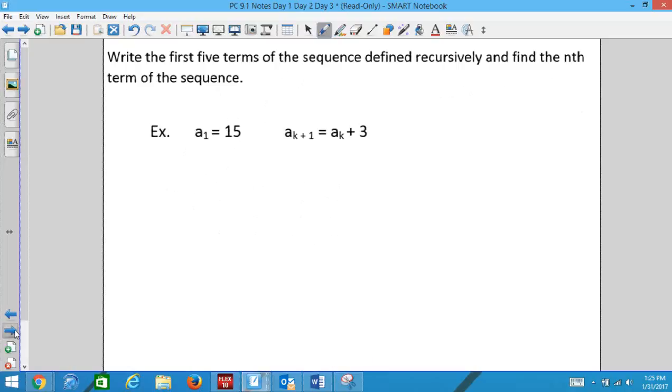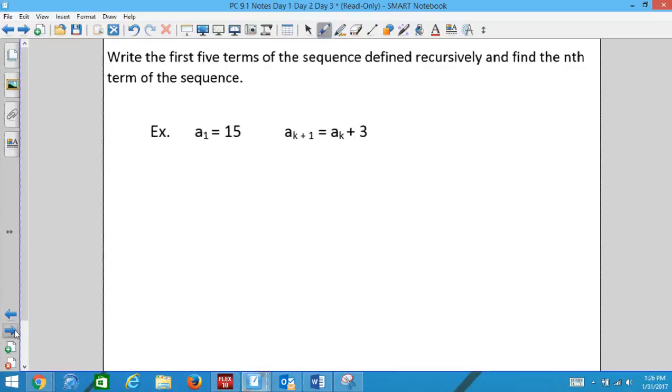Okay, the last section has a different way of writing formulas. It's called recursive. And recursive is where you can't just pick any term and find the answer. Like I can't just find the 20th term. In order to find the 20th term, I have to know the 19th term. With recursive, you have to go back a term. If you know the previous term, you can find the next term.